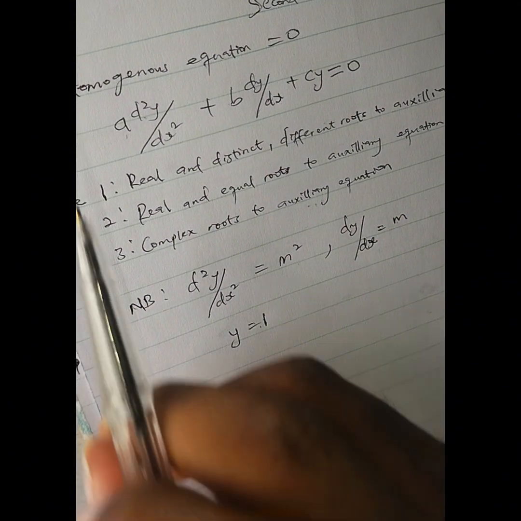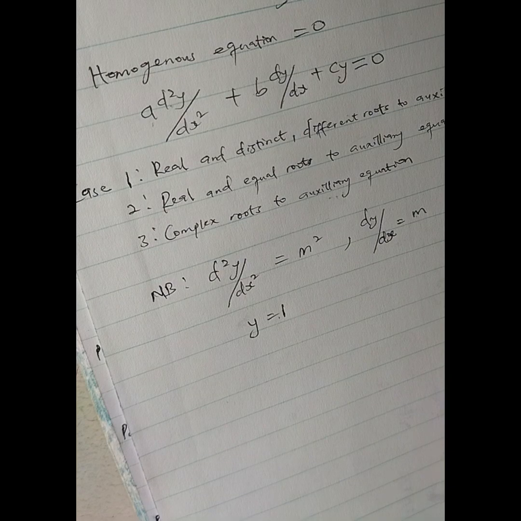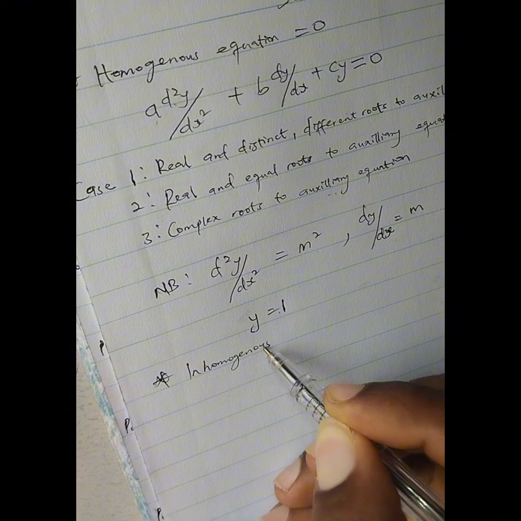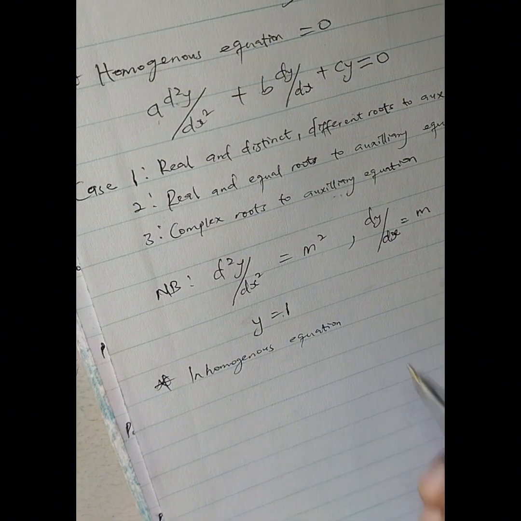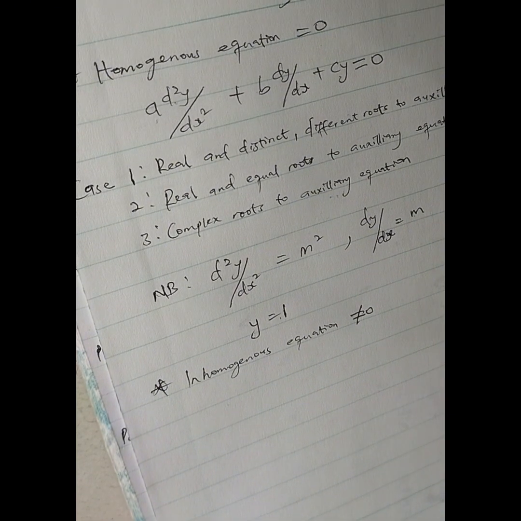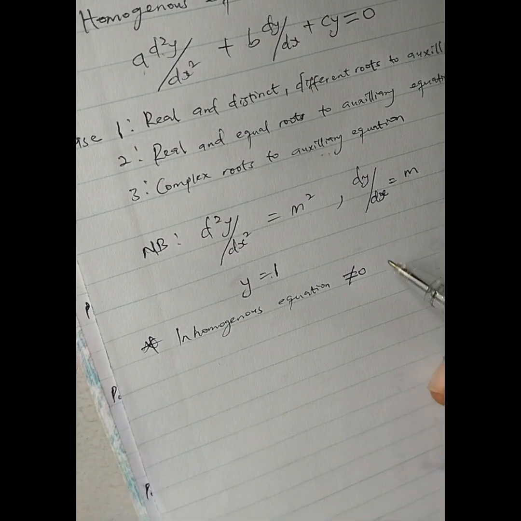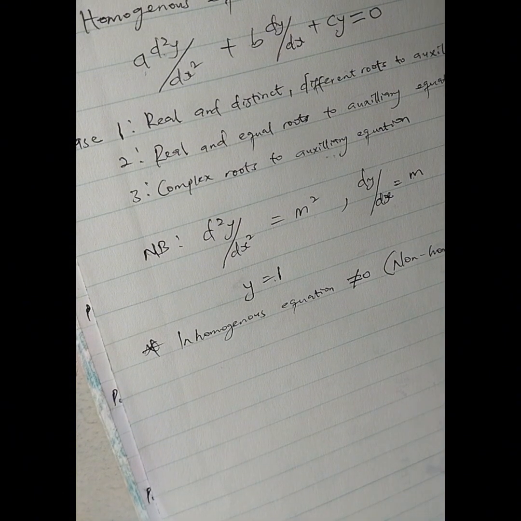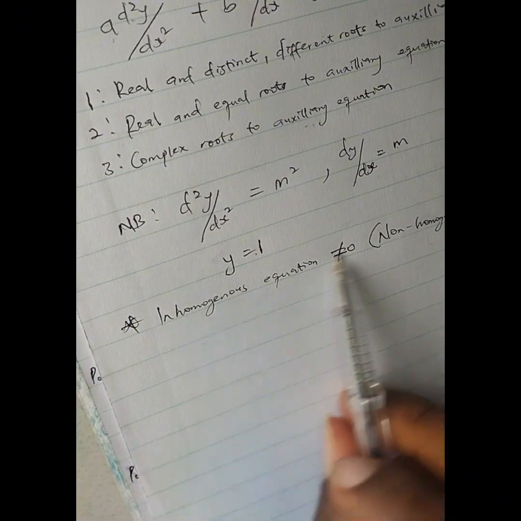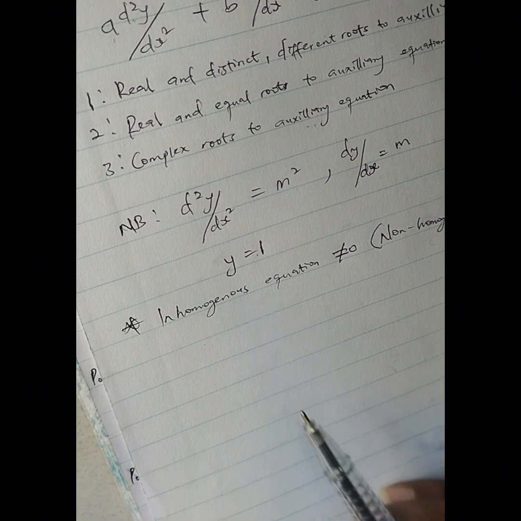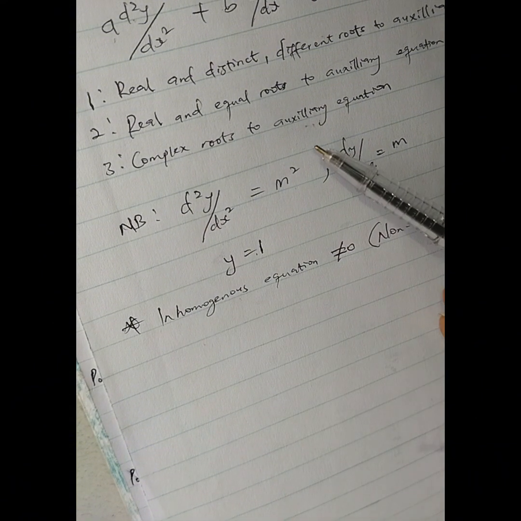Now, the second type of equation in second order differentiation is what? Inhomogeneous equation, whereby it is never equal to 0. The equation is never equal to 0. Now, when you have an inhomogeneous equation, or you can call it a non-homogeneous equation, it can never be equal to 0. And if you want to solve this, you must first turn it into an auxiliary equation whereby it is equal to 0 before you now solve.